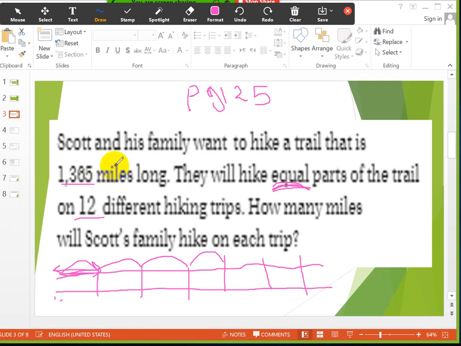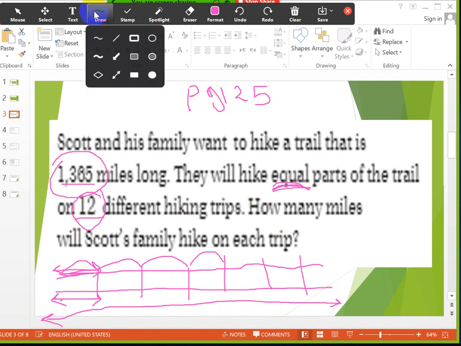But Scott and his family want to divide it into 12 equal parts. So what is the long for each part? What I have to do? I have to divide the miles, the whole miles, on 12. Okay? I have to divide the whole long on 12 equal parts to find the long for each part. Let's find it. Now we will start.